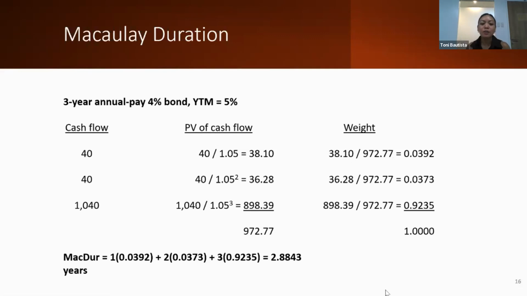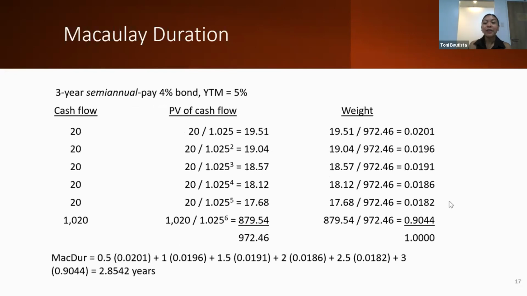Now, the last step is for you to multiply the weight with the tenor. So it is your time-weighted total present value of cash flows. That is your Macaulay duration. So your Macaulay duration would be 1 year multiplied by my weight for 1 year, 2 years multiplied by my weight for 2 years, and then finally 3 years multiplied by my weight for 3 years. So my Macaulay duration in my 3-year annual pay 4% bond with YTM 5% is 2.88. It means that if I buy these bonds now, I need to wait 2.88 years in order for me to get my money back. So that is your Macaulay duration, and that's how you interpret it.